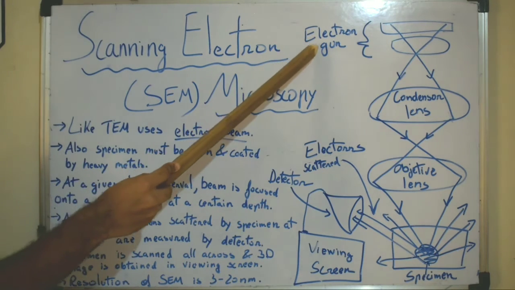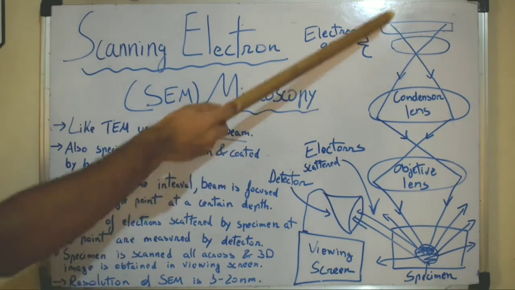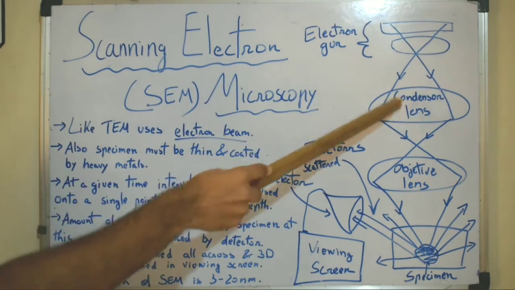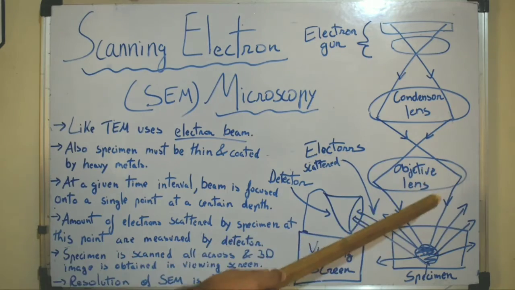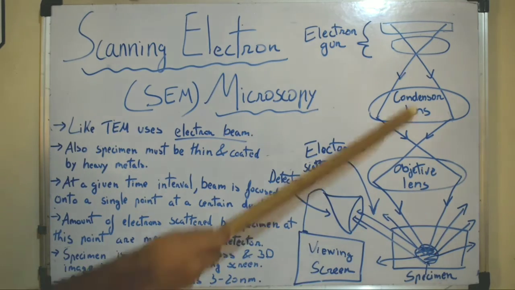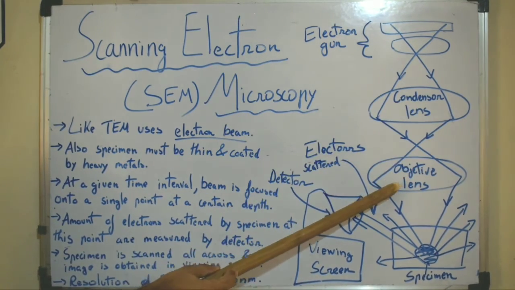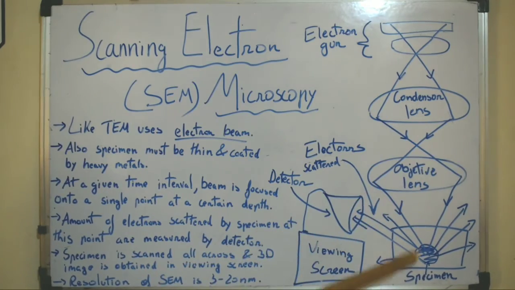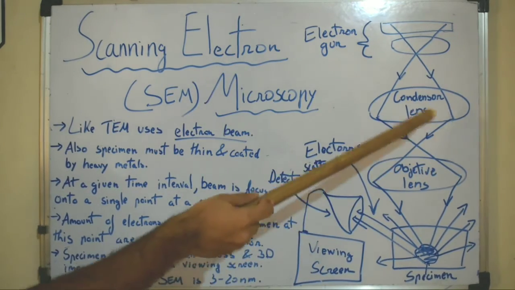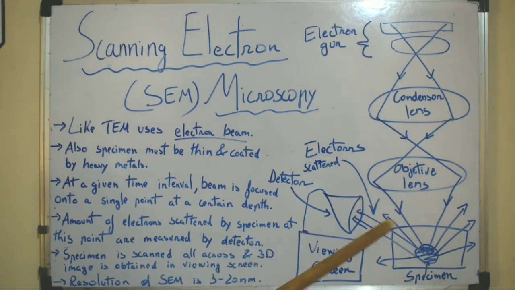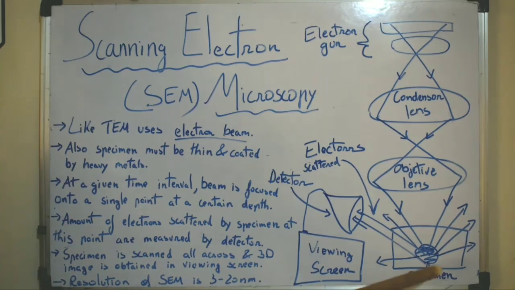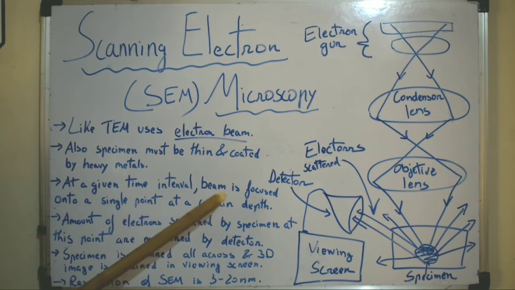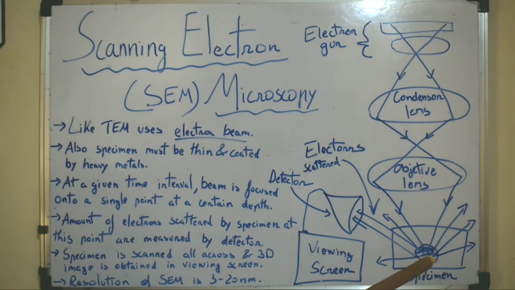Now the electron gun present in the SEM and TEM microscope emits the electrons, which first pass through the condenser lens and then through the objective lens to the specimen. The condenser lens and the objective lens are two lenses which are not made of glass. They are made of magnetic coils which focus these electrons on the specimen. At a given time interval, a beam is focused onto only a single point at a certain depth.